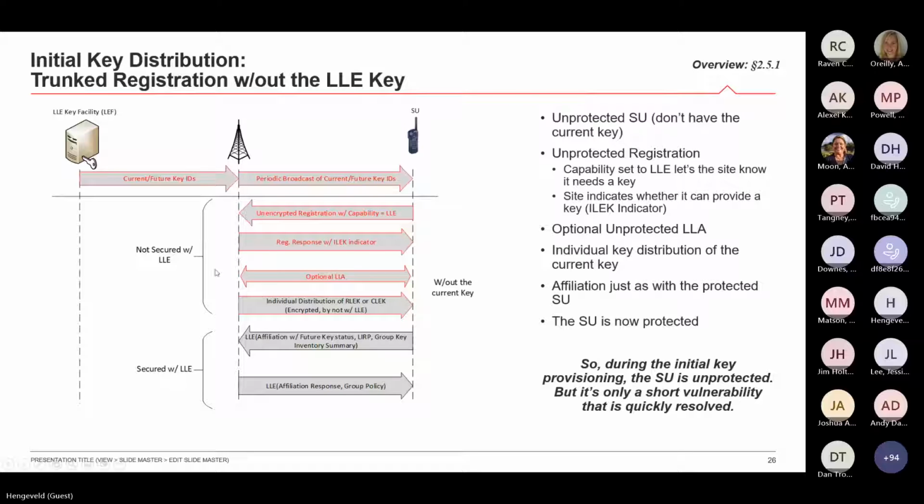I've got a question. This is John O'Connor in Memphis. If the initial affiliation is in the clear with the unit ID, can someone who's listening to the control channel, the link layer, use that information later to figure out who that unit is talking to, even though it's encrypted?